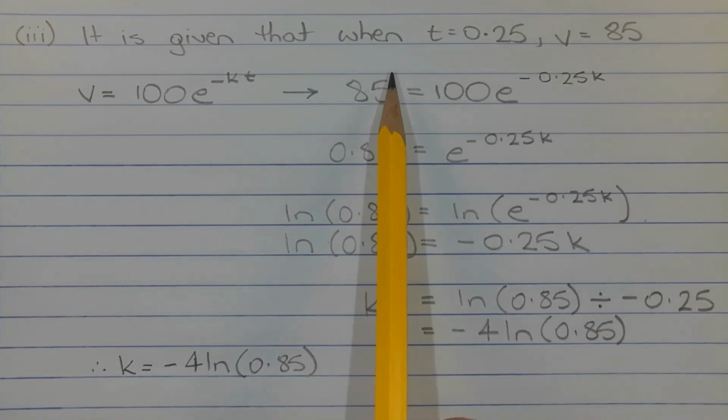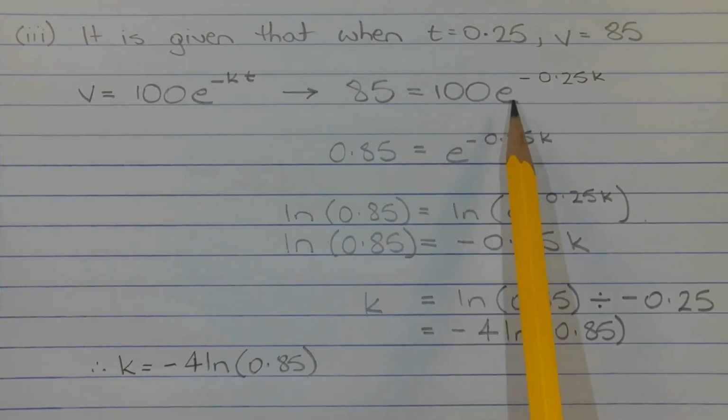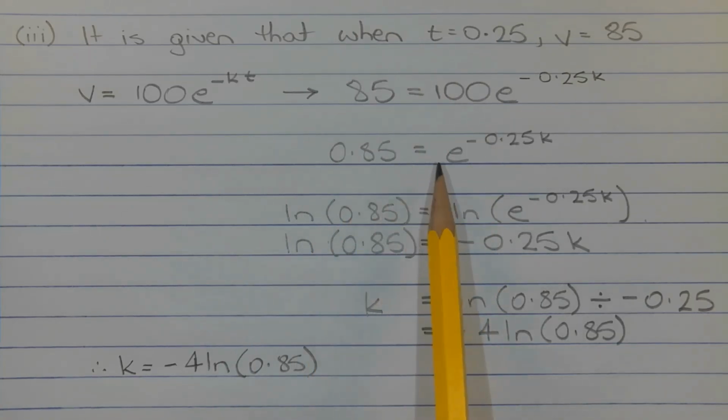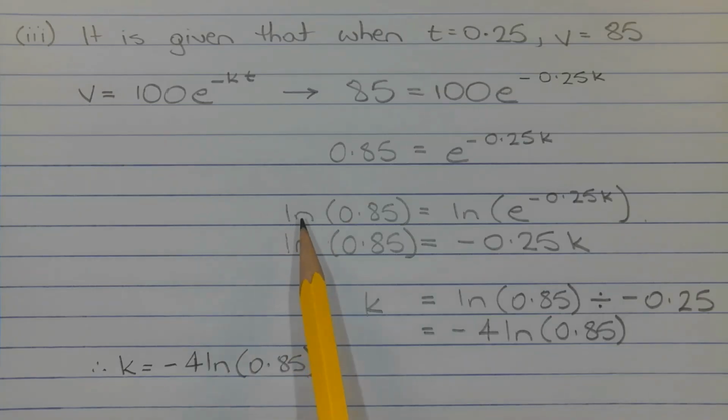it for k. So we have 85 is equal to 100 times e to the power of negative 0.25k. Dividing both sides of the equation by 100, we get 0.85 is equal to e to the power of negative 0.25k. Because we're dealing with base e, we take the log base e of both sides of the equation in order to isolate k. So we have ln of 0.85 is equal to ln of e to the power of negative 0.25k. Now the ln and the e cancel. So we have ln of 0.85 is equal to negative 0.25k.